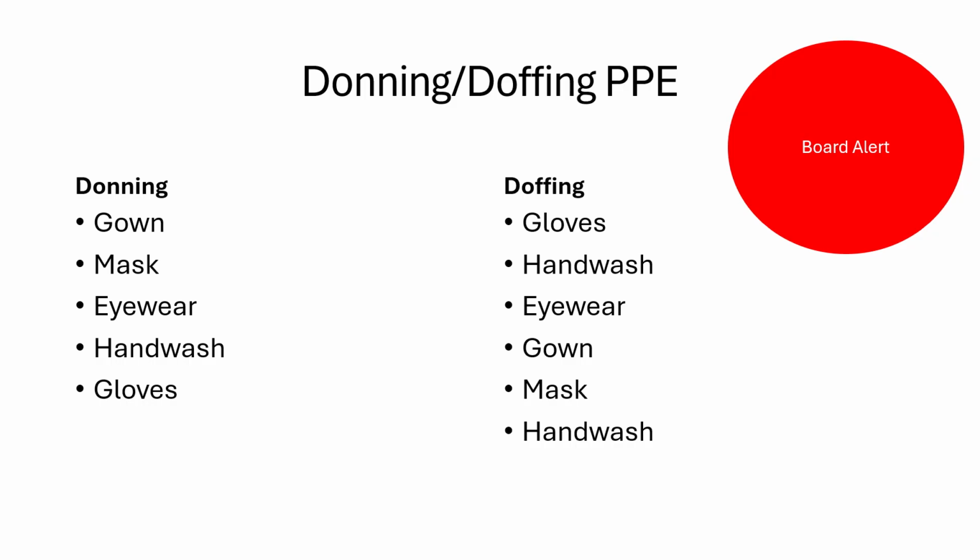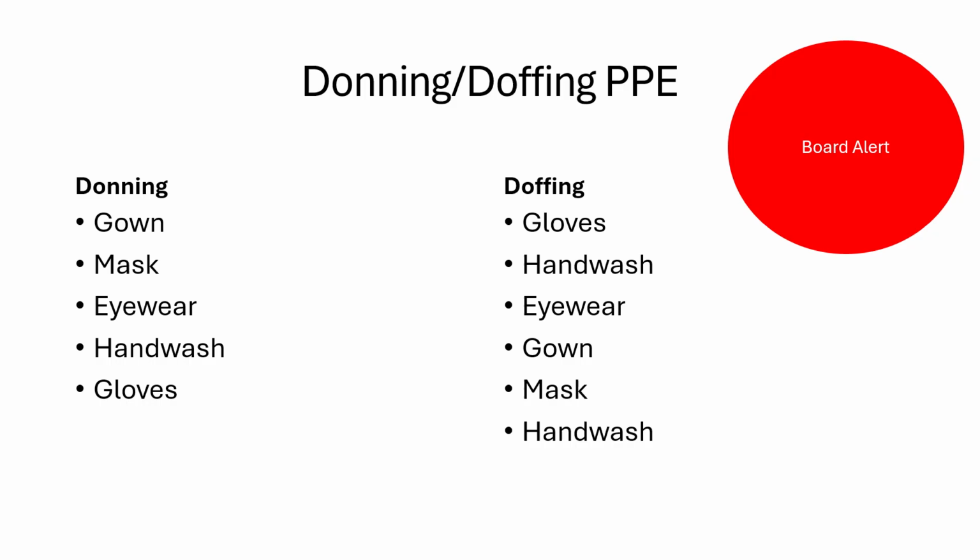So let's talk about donning first. Donning means on. This is how you're going to put on your PPE. Okay? So donning, here's your order. Your gown goes on first, then your mask, then your eyewear, then you're going to wash your hands, and then you're going to put your gloves on, okay? And we will practice this in lab, okay? Again, donning. Your gown goes on first, then your mask, then your eyewear, then your hand washing, and then you're going to put your gloves on.